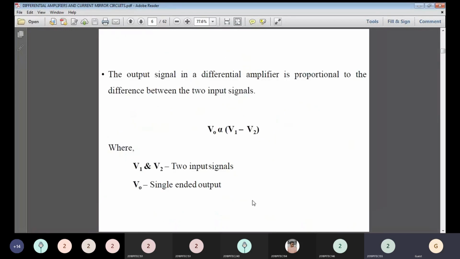So I told you, this is your differential amplifier. The output V0 is directly proportional to the difference of the two inputs. The difference of the two inputs is V1 minus V2. These V1 and V2 are your inputs, which we feed at the base of transistor 1 and the base of transistor 2.